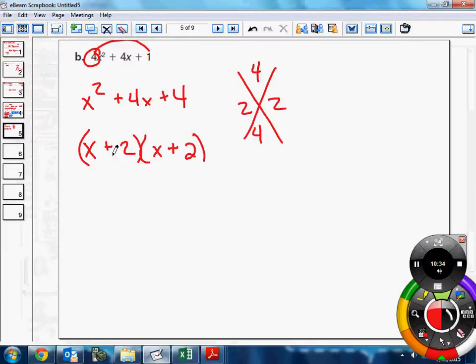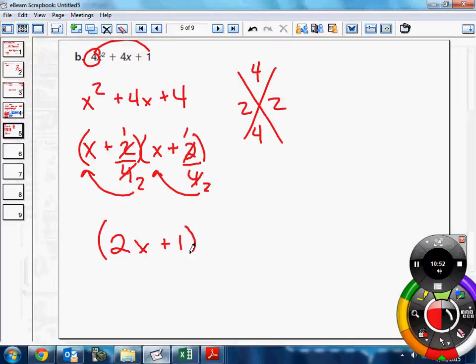Hey, look, it's still the same thing. I still have x plus 2 squared, but I forgot to divide. I need to go back and divide by 4. When I do that, these two are going to cross down and simplify to become a 1 and a 2. That pulls out front. Same thing here, pulls out front. So I'm left with 2x plus 1 squared.